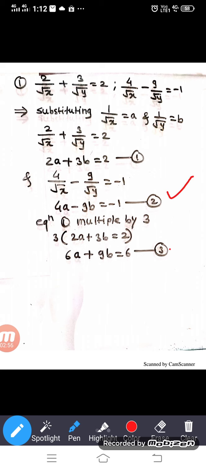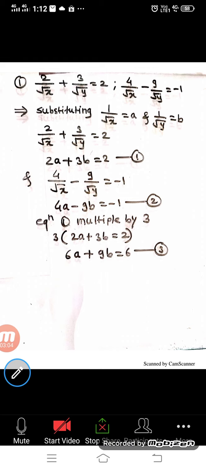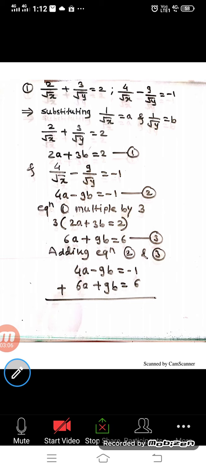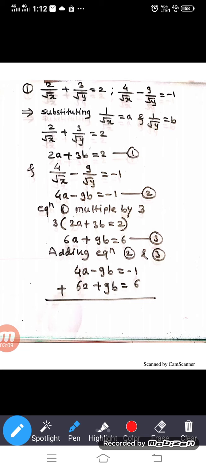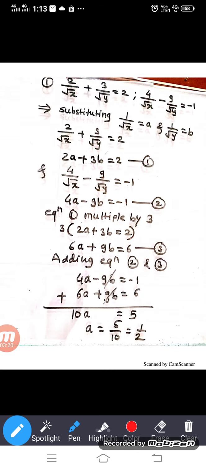Observe equations 2 and 3. The coefficient of b is the same, having opposite sign. Then adding equations 2 and 3, we get 4a minus 9b is equal to minus 1 and 6a plus 9b is equal to 6. Minus 9b plus 9b gets 0. Then we get 6 plus 4 is 10a and minus 1 plus 6 is 5. This 10 goes to the other side, then we divide. Then a is equal to 5 upon 10 is equal to 1 upon 2. This is the value of a.